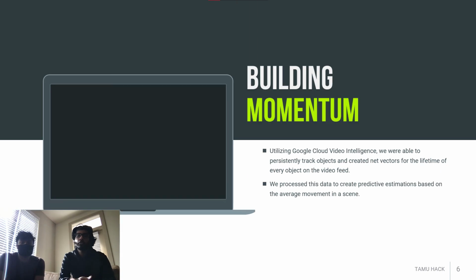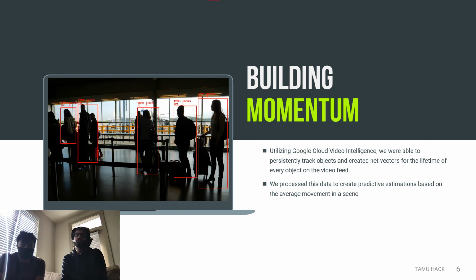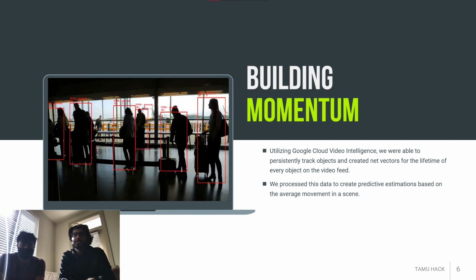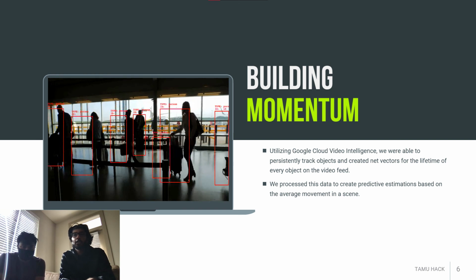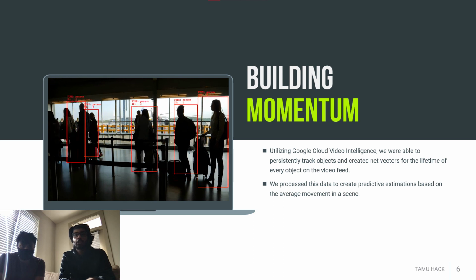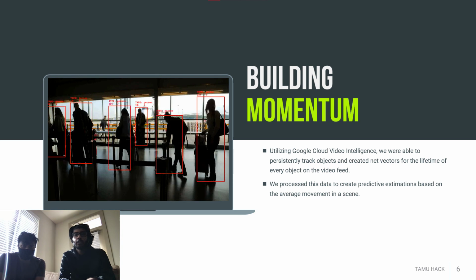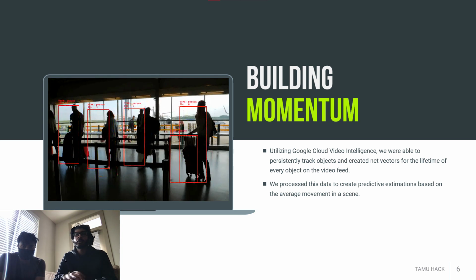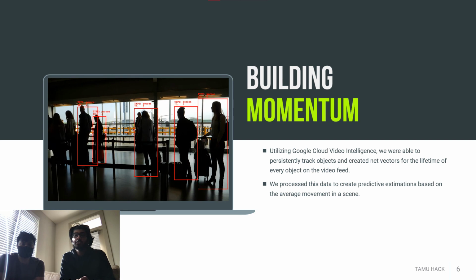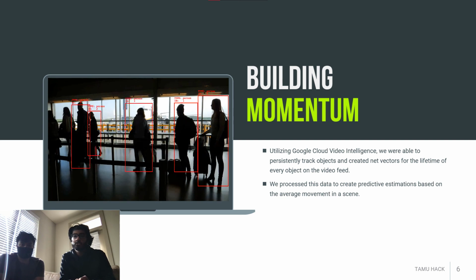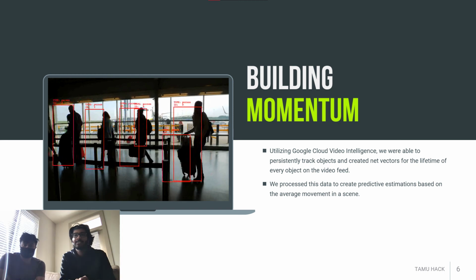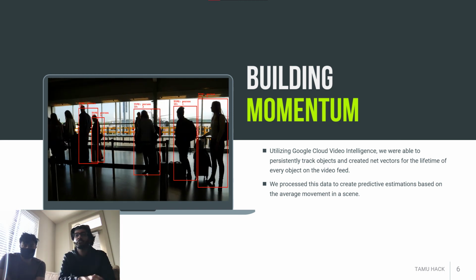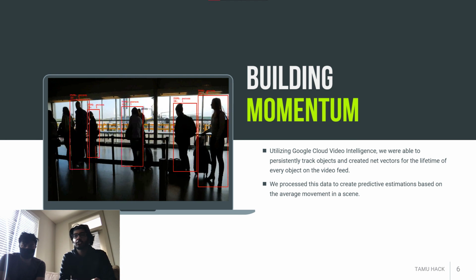Okay, so building Momentum, we utilized Google Video Intelligence to be able to actually track individual objects over their entire existence in a certain scene. So not only could we count how many people were in a certain area, we could actually track their movement across that scene, and we can use their individual movement to draw broader conclusions about the movement of the crowd as a whole. We used Google Cloud Video Intelligence to persistently track objects across a scene, and we were able to analyze the overall motion and create predictive models based off of that, which we fed into the visualization.